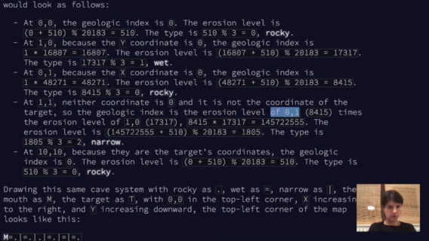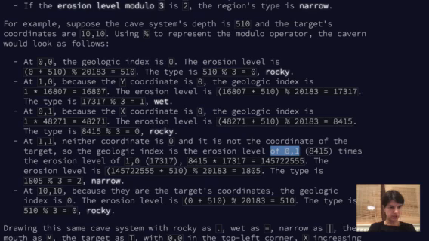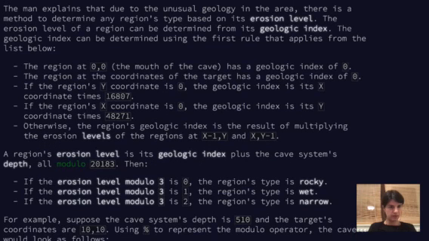So if the y coordinate is 0, then it's this. If the x coordinate is 0, then the geologic index is that. Otherwise, the geologic index is the result of multiplying x minus 1 and y minus 1. So x minus 1 is to the left and y minus 1 is on top. Okay, I feel like my loops should just work, but we will figure out once it doesn't work.